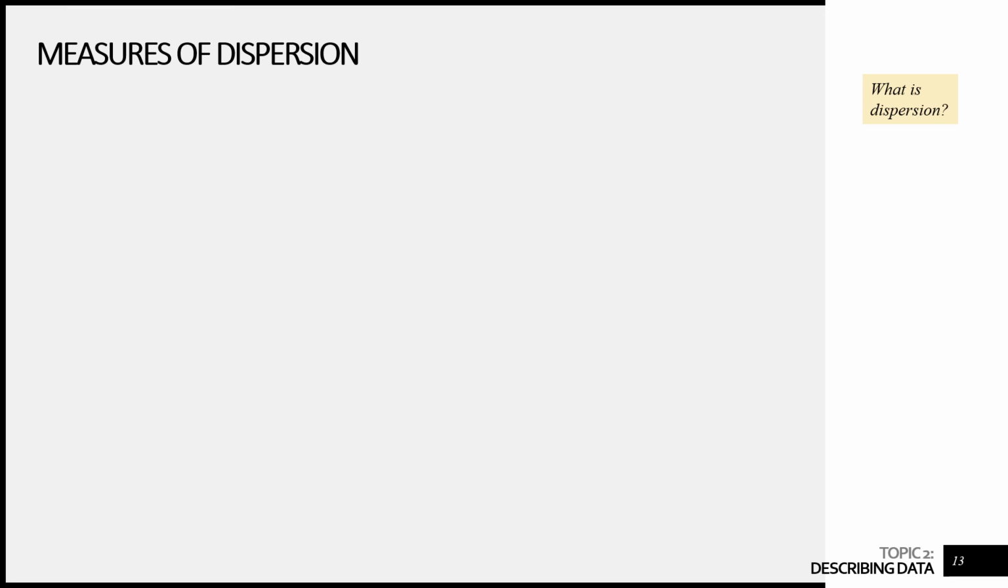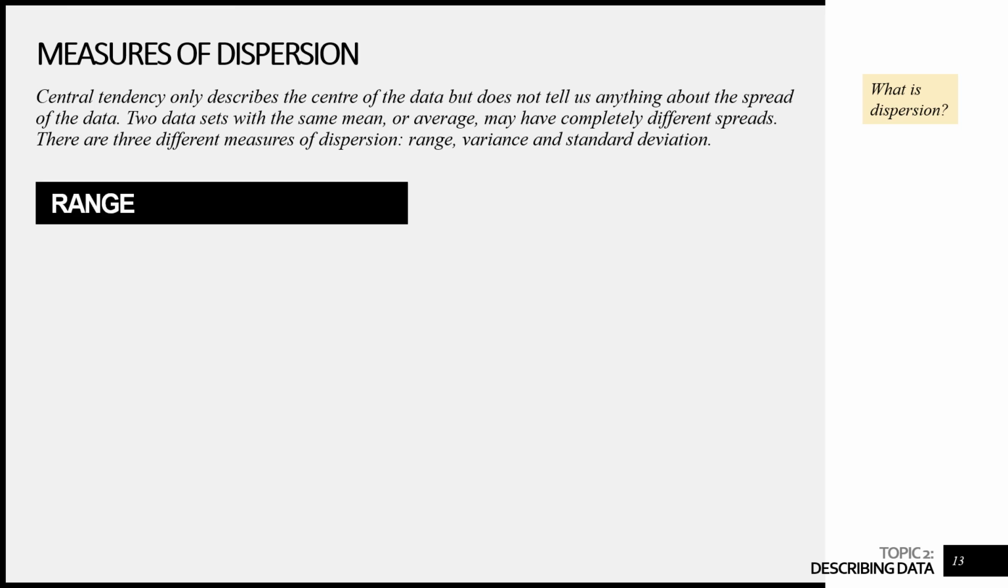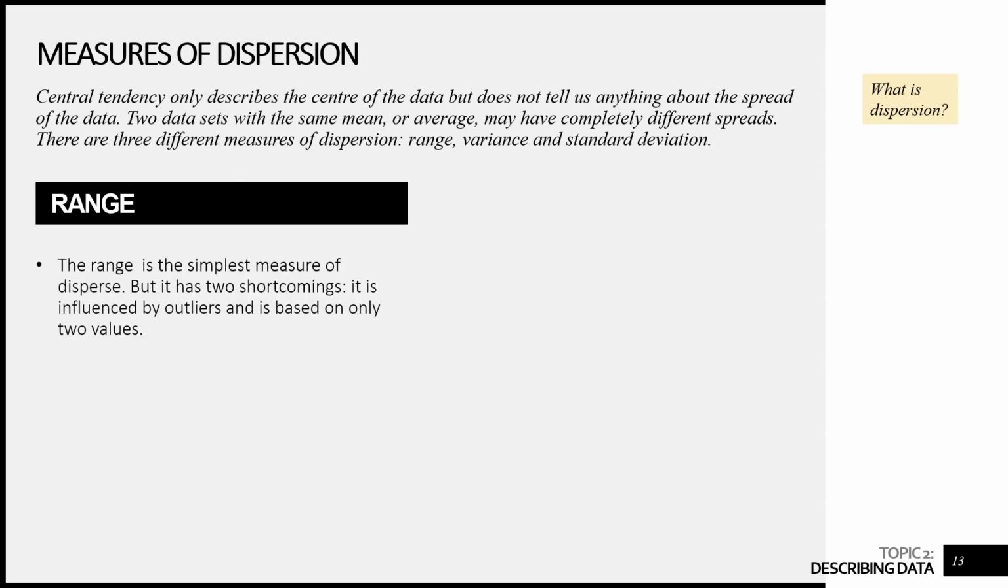Okay, so just like central tendency, we also have measures of dispersion. Now, there are also 3 measures of dispersion, which are range, variance, and standard deviation. Let's begin with range. Range is the simplest way to measure dispersion. What you need to do is simply find the largest value in your data set, you minus the smallest value. That gives you range. Okay, and because it's the easiest way to calculate, it also has 2 shortcomings. Number one, it is influenced by outliers.